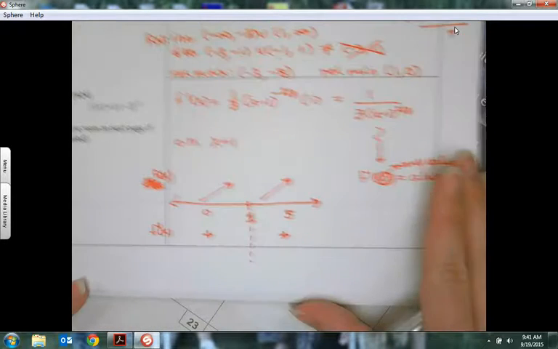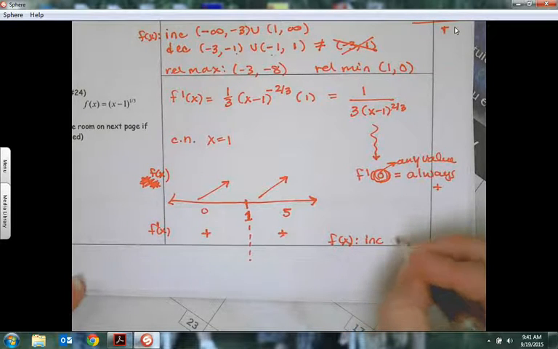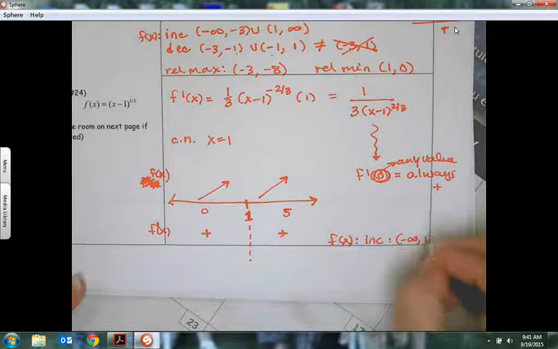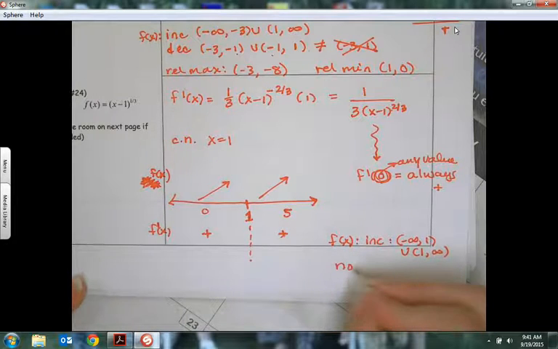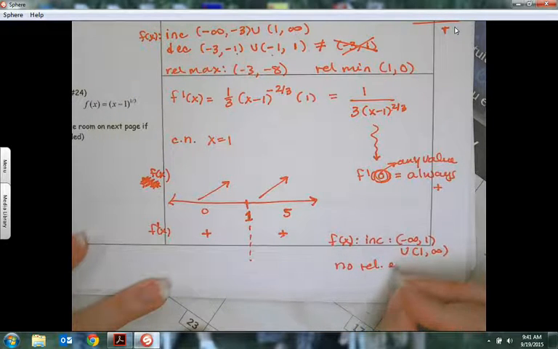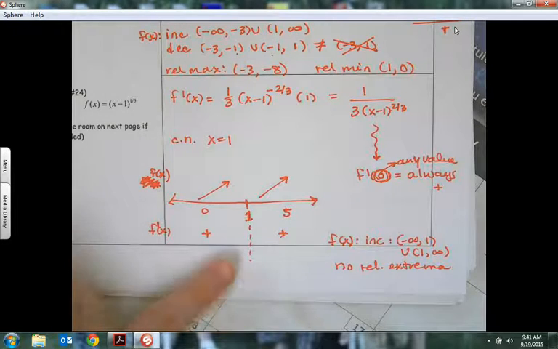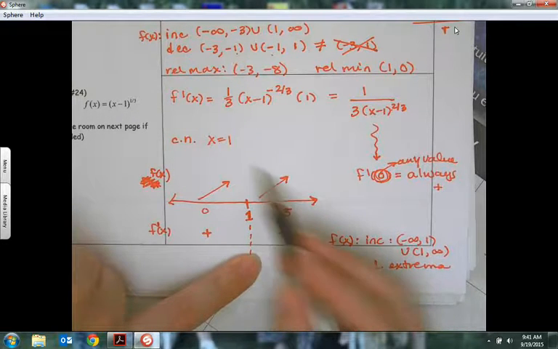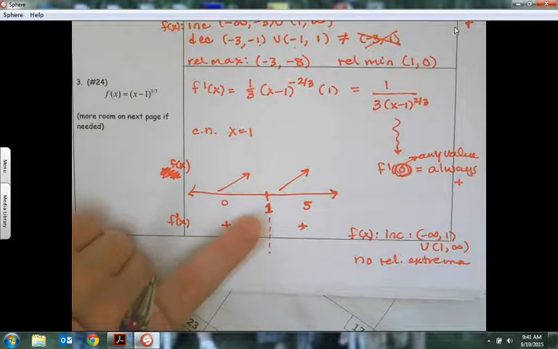Okay, so let's see. F of x is going to be increasing from -infinity until 1, and then 1 to infinity. So what does that make 1? I don't have any relative max or min, so no relative extrema. So what do I have? Well, later we'll find out. This is a point of inflection because we're going to do the second derivative, and we'll see that that actually will change signs and we'll have a point of inflection.